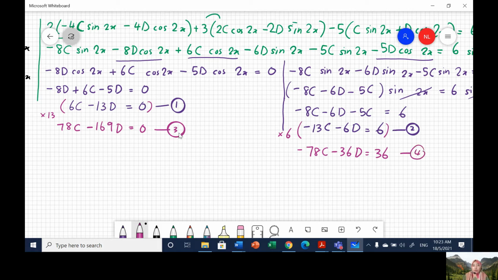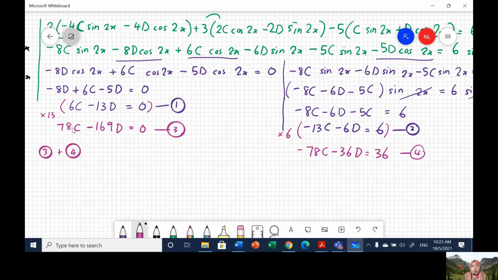So we are going to proceed with equation number 3 and 4. If you want to eliminate C between equations 3 and 4, we can just add them. So we add equation 3 and equation number 4. Why are we going to add?